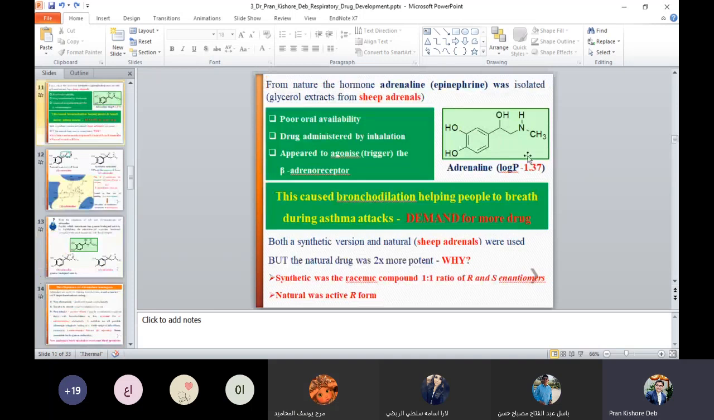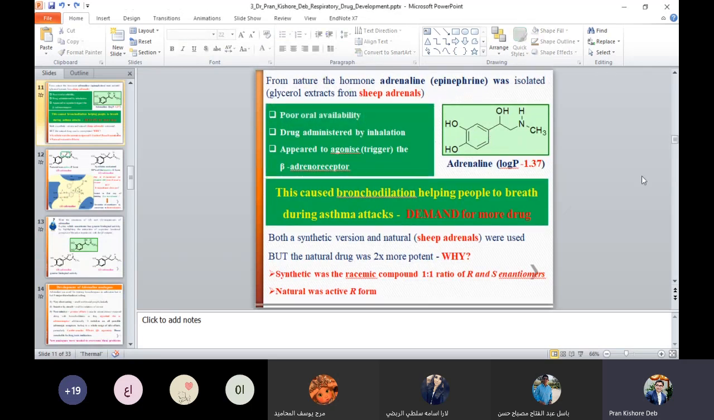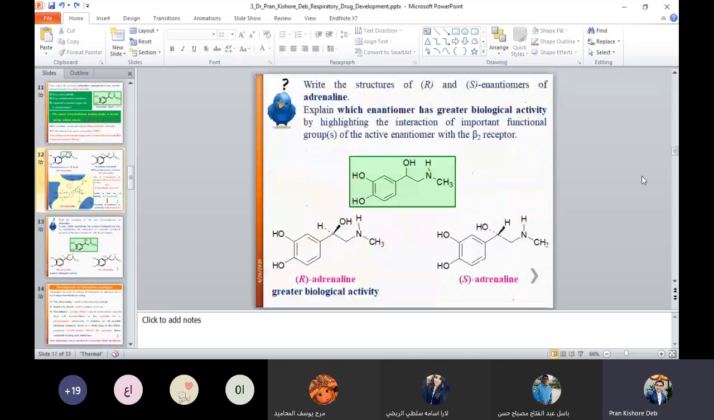Then we have seen the structure of adrenaline, where we discussed the major disadvantage of adrenaline. The major disadvantage was it has poor oral activity. Okay, then let's go to the next slide. We discussed all this.